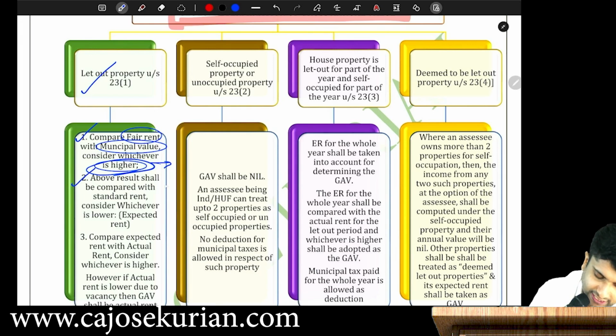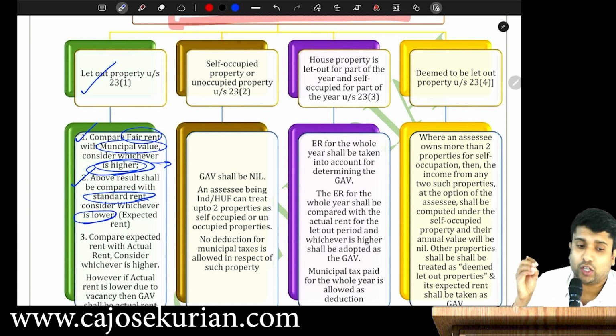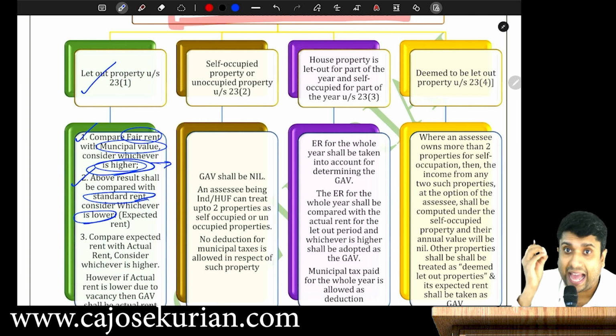The above result shall be compared with the standard rent and whichever is lower is considered. What is standard rent? There is a thing called the Rent Control Act in India.